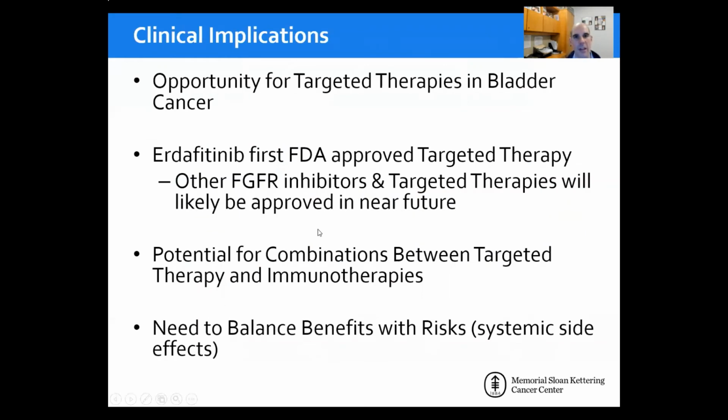So the take homes from the targeted therapy are there's robust opportunities available in bladder cancer due to the numerous potential targets. Erdafitinib is the first FDA approved targeted therapy, but we expect that other FGFR inhibitors as well as other targeted therapies will likely be approved in the near future. And this is obviously a very exciting area. I do think there's a lot of excitement potentially for the various combinations between targeted therapies and immunotherapies in the future as well. But we need to be mindful that these drugs do have a cost to them, and they do have potential risks, usually systemic side effects.